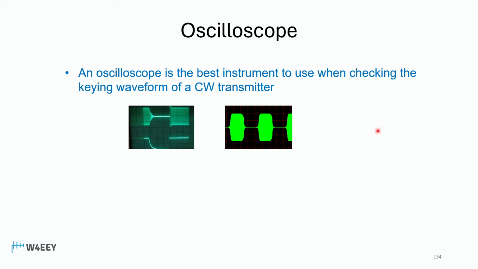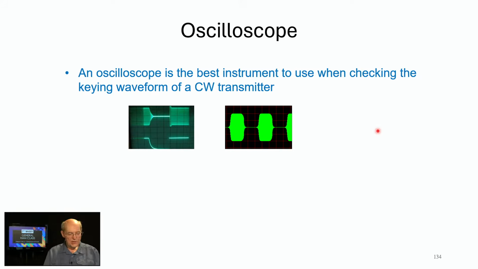Now, if you ever looked at a product review in QST magazine, they'll normally have some pictures like this that show keying waveforms for CW. So an oscilloscope is the best instrument to use when checking the keying waveform of a CW transmitter.